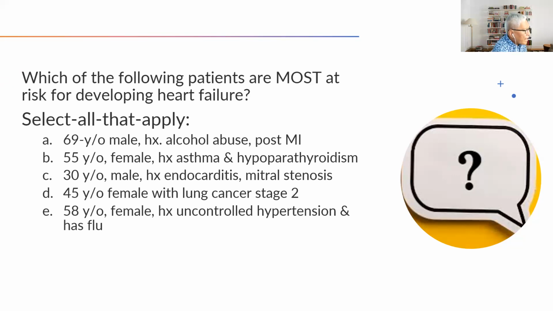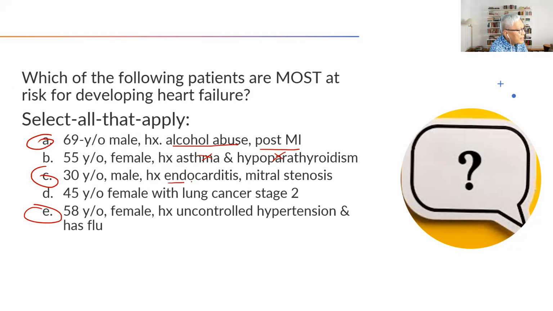Okay, so the correct answers here are A, C, and E. And let's see why it's A, C, and E. We have alcohol abuse post-MI. And over here, asthma, it's not a risk, and hypoparathyroidism is not also a risk.